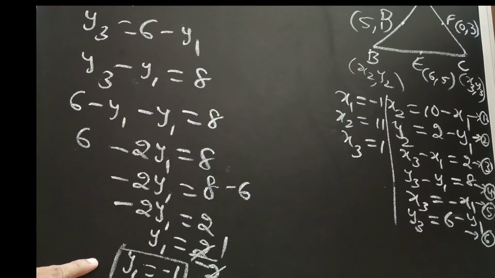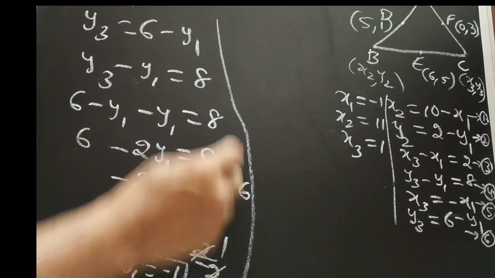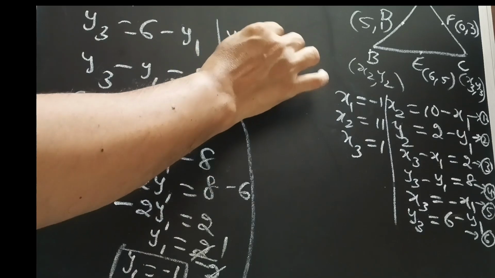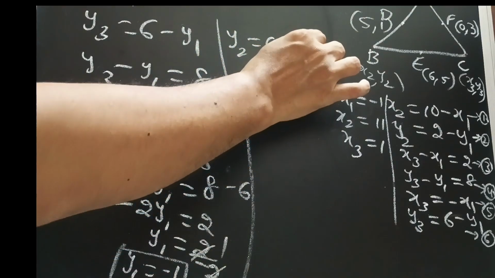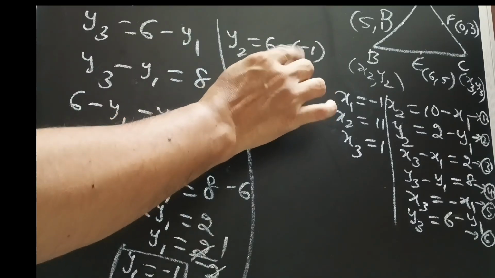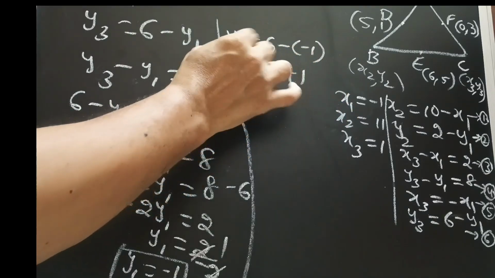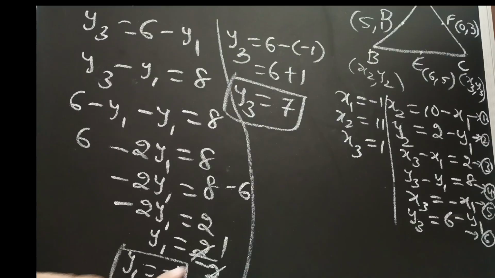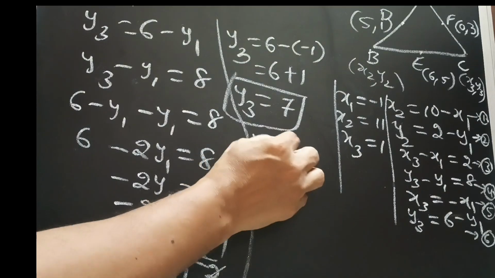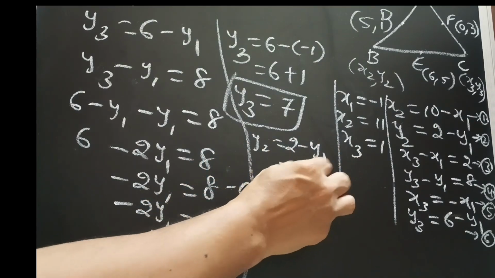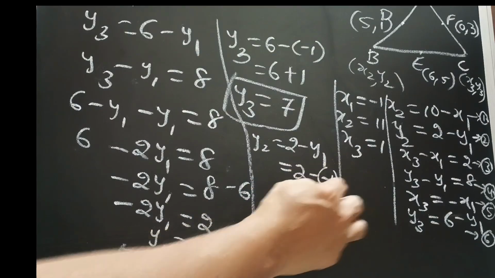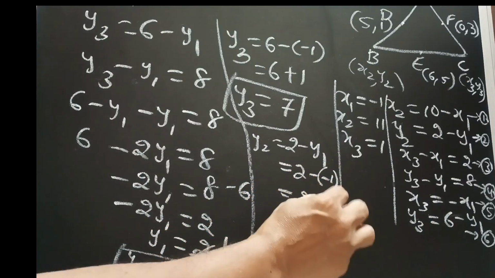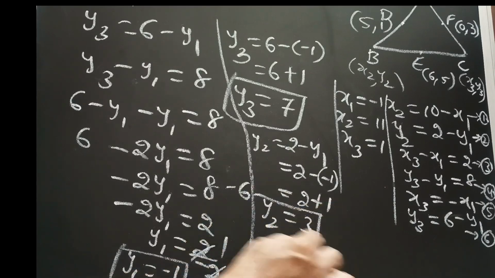Now take this y1 value and substitute in this equation, you will get y3 value, which is y3 is equal to 6 minus y1 value is minus 1, so keep minus 1 in the bracket. So 6 minus into minus, which is plus, so 6 plus 1 is 7, so y3 value is 7. Take y1 value and substitute in second equation, you will get y2 value. So y2 is equal to 2 minus y1. 2 minus y1 is minus 1, so keep bracket. So minus into minus, which is plus 2 plus 1, which is equal to 3. So y2 value is 3.